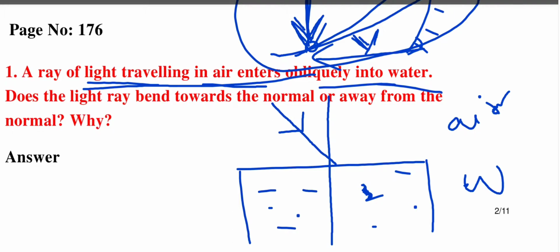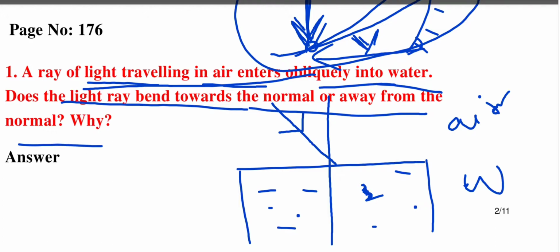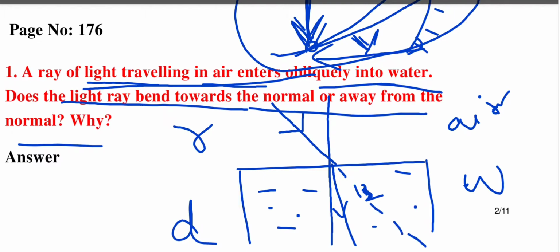So when it enters into water, does the light ray bend towards the normal or away from the normal? Why is the question. When a ray of light enters from a rarer medium to a denser medium, I have already said, it will always bend towards the normal. Why? Because when light enters from a rarer medium to a denser medium, the speed of the light decreases. As the speed of the light decreases, the ray will bend towards the normal.